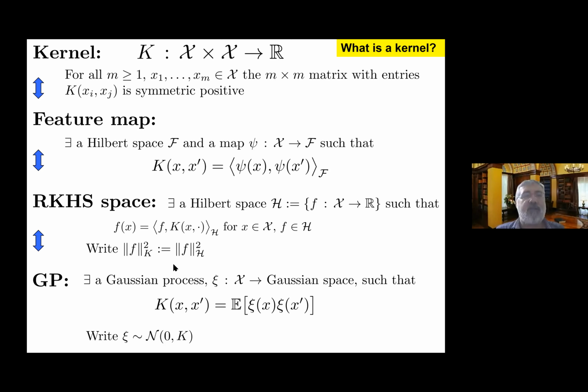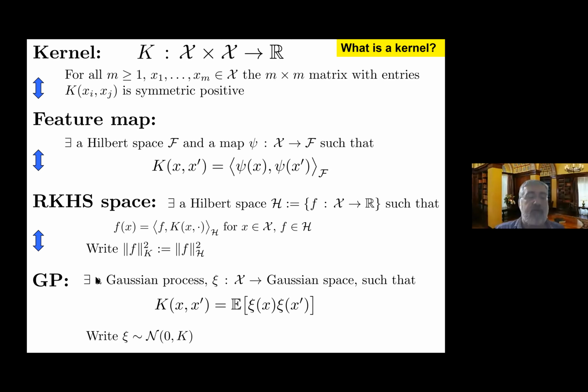Now, this is equivalent to the existence of a centered Gaussian process Xi, such that K is the covariance function of that Gaussian process. Recall that Xi is a function mapping X to a Gaussian space, which is a Hilbert space of scalar-valued Gaussian random variables, and that the covariance function of Xi is the function obtained by computing the covariance between Xi at x and Xi at x prime for all x and x prime.